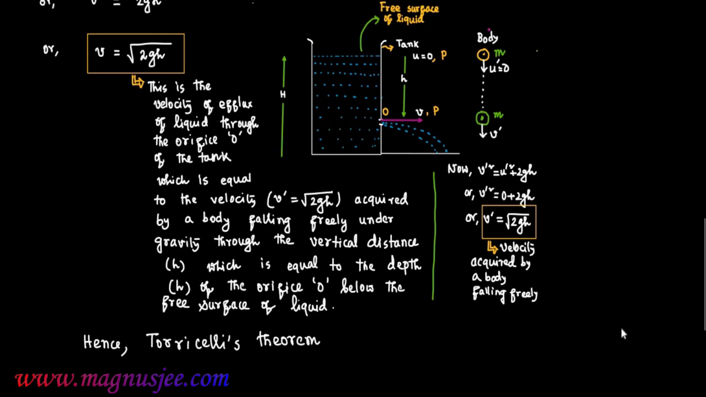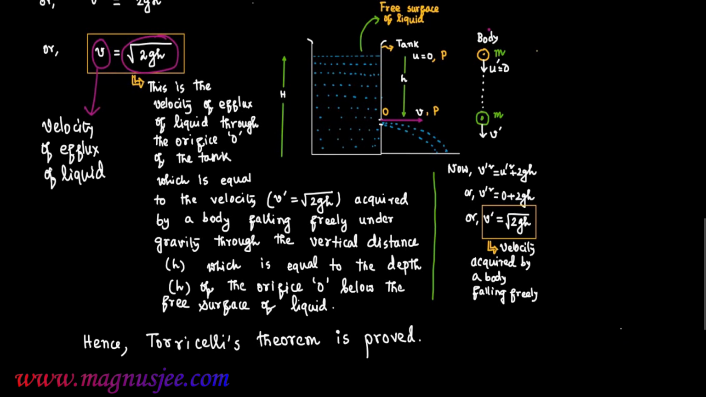Hence Torricelli's theorem is proved. v equals root over 2gh. v is the velocity of efflux of liquid, and root over 2gh is the velocity acquired by a body falling freely under gravity.